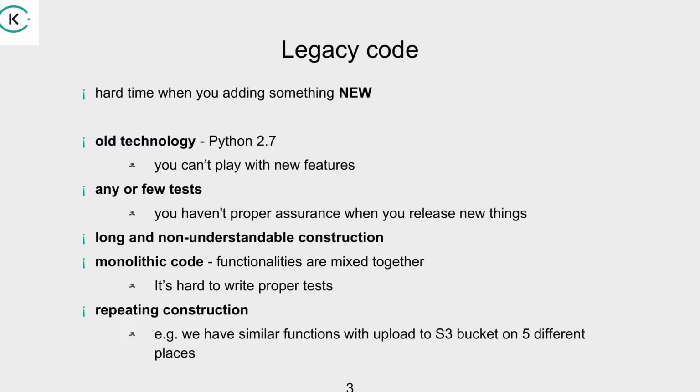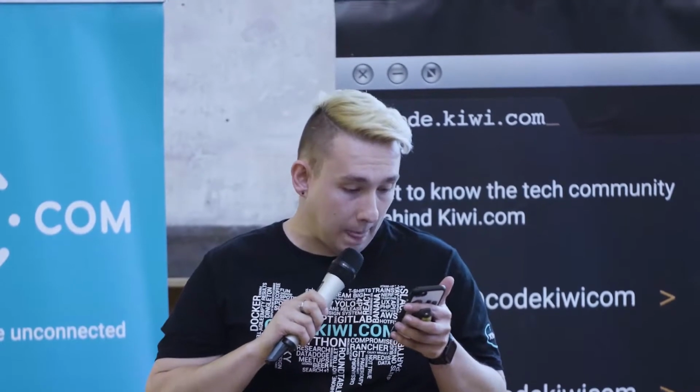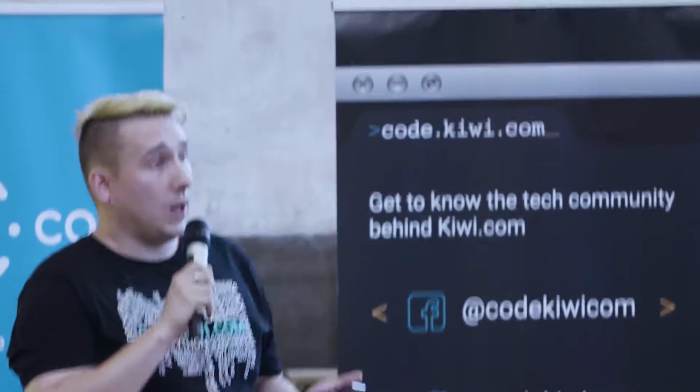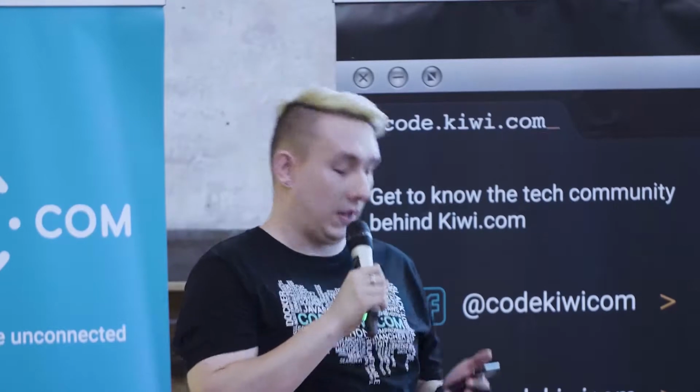what is legacy code? For me, it is code that is hard to understand, and hard to add a new feature or new things to. For our code base, it was mainly the old technology that we still use, Python 2.7. We also had problems with testing, and long and not understandable code. This means we have some spaghetti code in our code base. It was very hard to understand what is there.